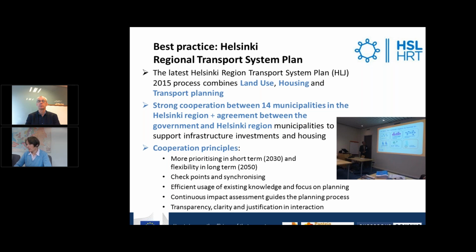I would like to introduce a best practice example. We have worked together with the city of Helsinki, and it's really worthwhile to have a closer look at the city and at the planning process of the Helsinki Region Transport System Plan, which was developed in 2015. What we found there is a very strong cooperation process between 14 municipalities in the Helsinki region, and also an agreement between the government and the Helsinki region. So the government is actually integrated in the planning process.